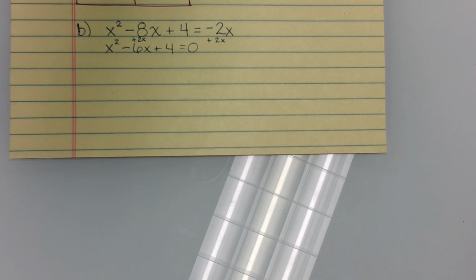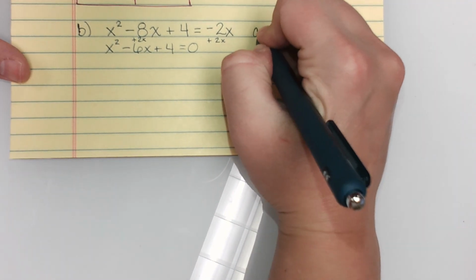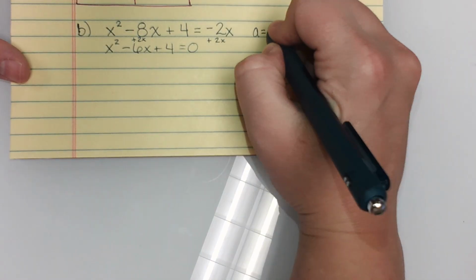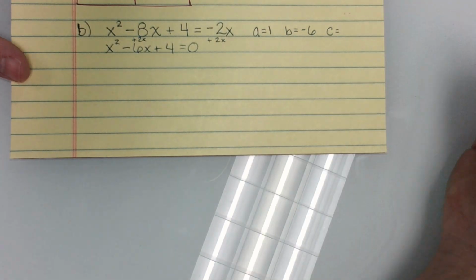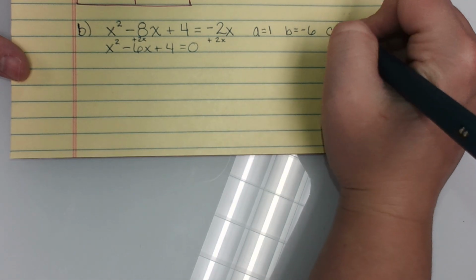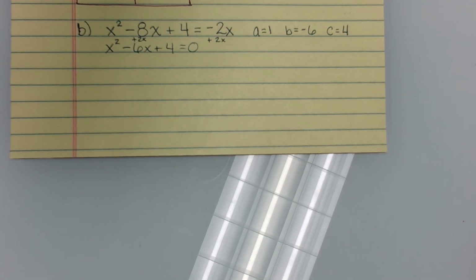Next thing I should do, identify what things? A, B, and C. What's A? 1. What's B? -6. What's C? 4. Identify the things and then do what with them? Plug them into our quadratic formula.